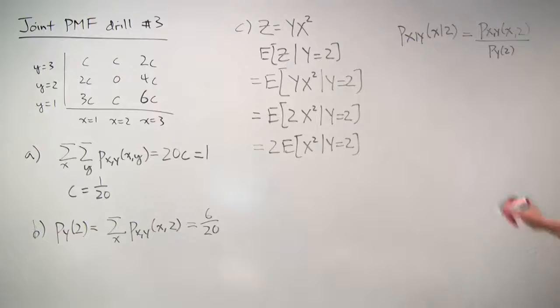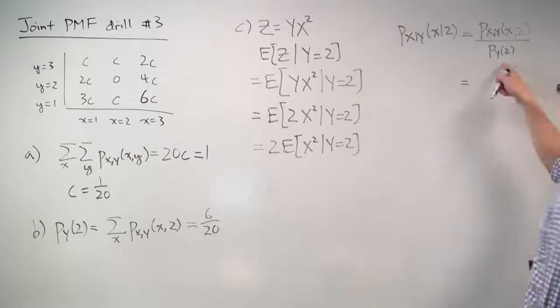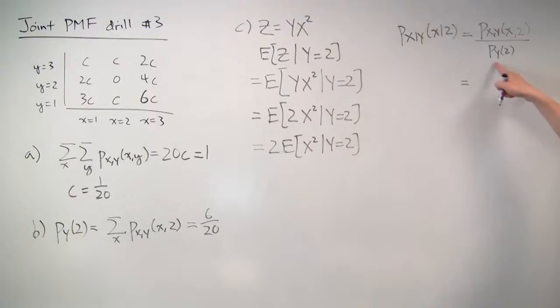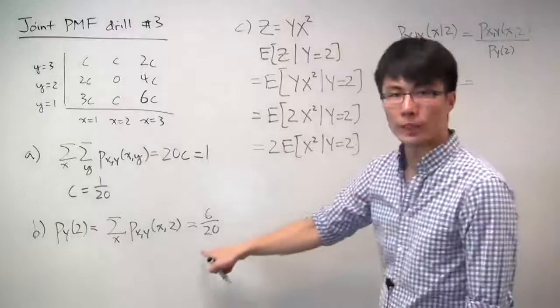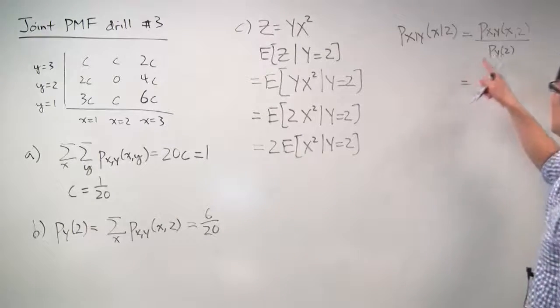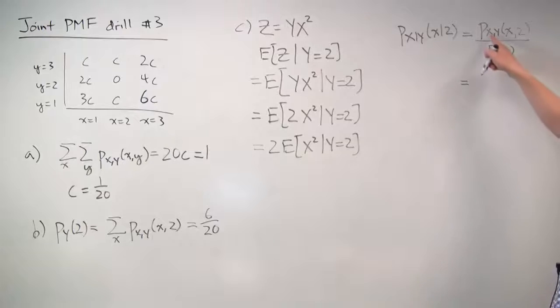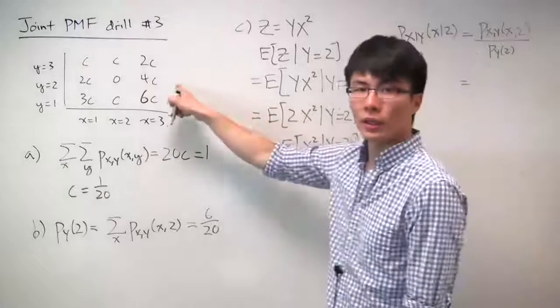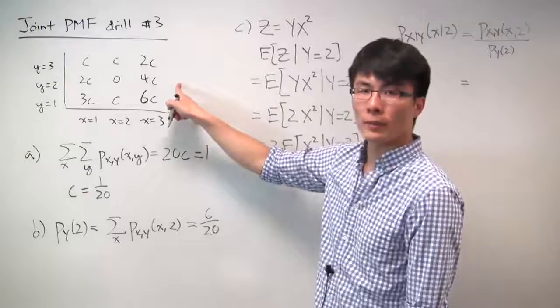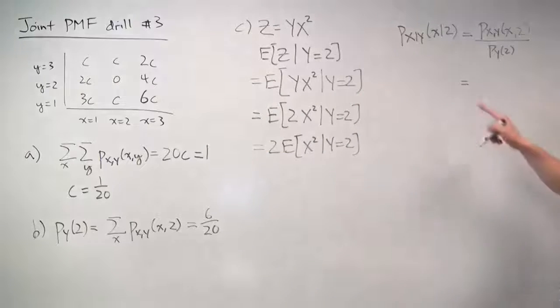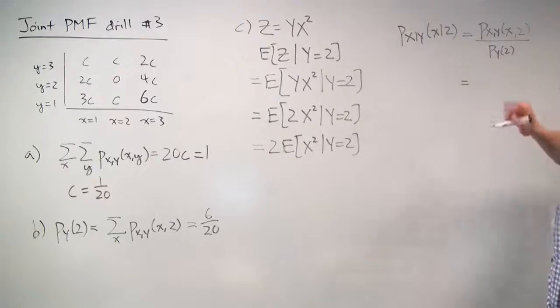All right. So now we know what this denominator is. Probably the y equals 2, we calculated already in part B. So what now is this part? The numerator we also know because it's in the PMF, the joint PMF that we're given. So now let's figure out what this is.